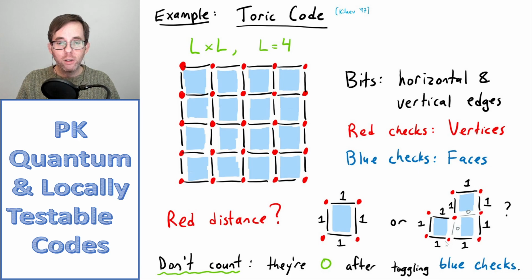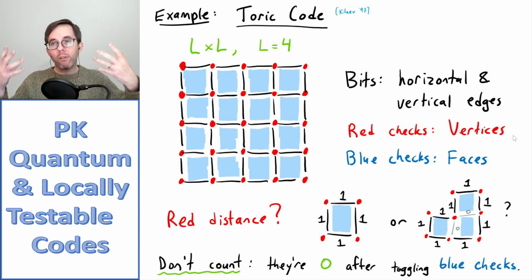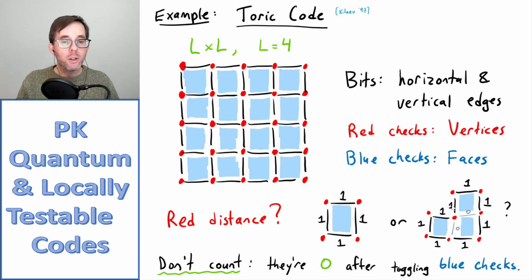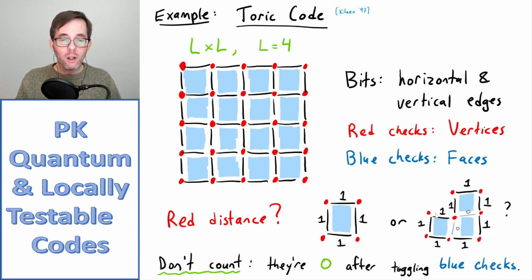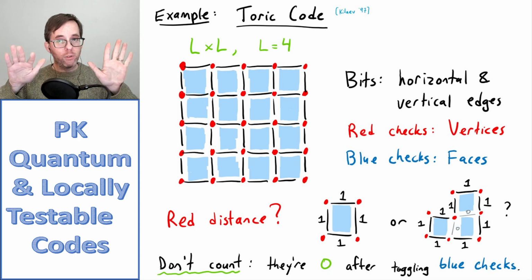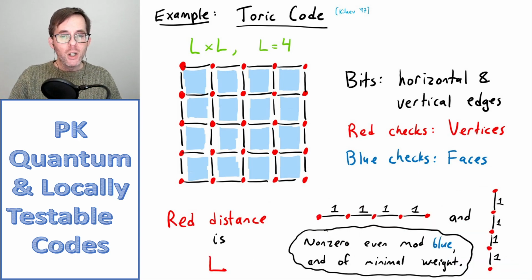Or, similarly, if you toggled, let's say 3 blue faces like this, you would get this code word that kind of looks like a loop. It's the code word that has 1s on these 1, 2, 3, 4, 5, 6, 7, 8 edges, which maybe seems bad if L is large, you have a code word of size 8. And you can see here that every red vertex is incident to an even number of 1s. But again, this one doesn't count because it's achieved by toggling blue, the incident bits or edges of some blue faces. Okay, so these kinds of red code words, which look like loops topologically, don't count for figuring out the distance.